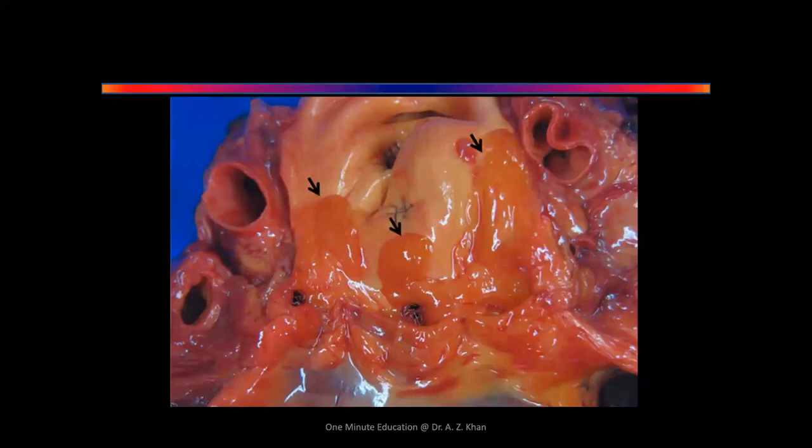Okay. What is this? The arrows, what are those? Thoracic people are excused, but cardiac people need to know what this is. And is it a pathology or is it a normal thing? This is the heart, by the way. Yes or no?